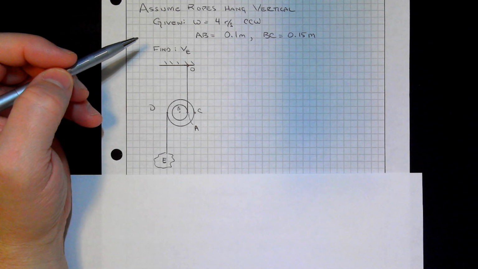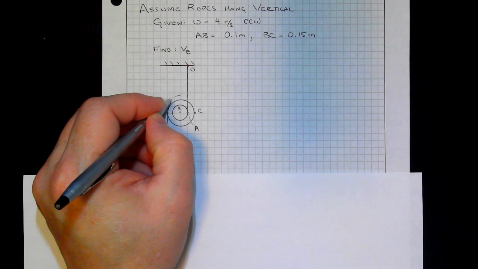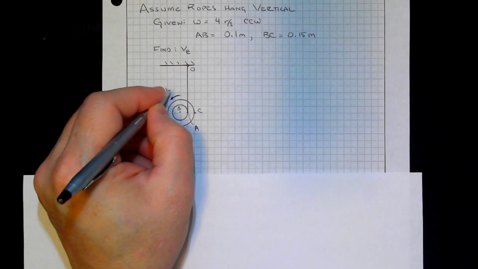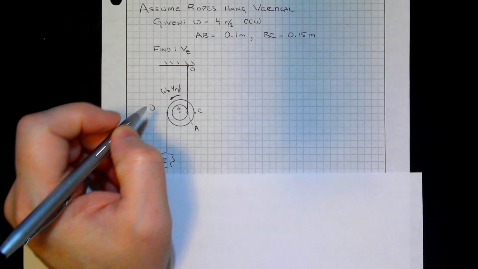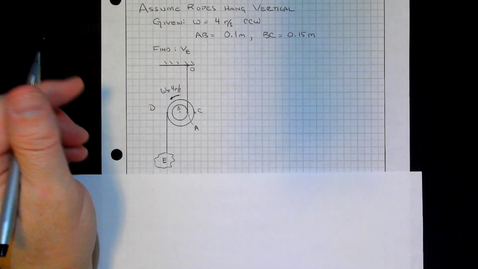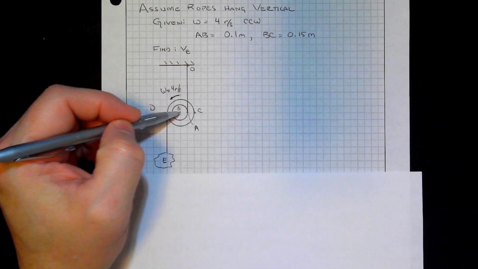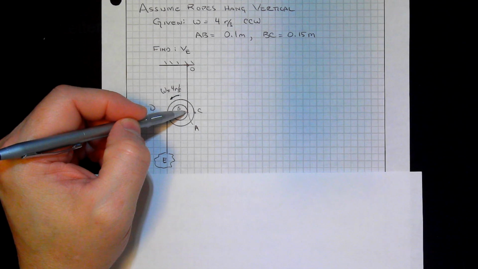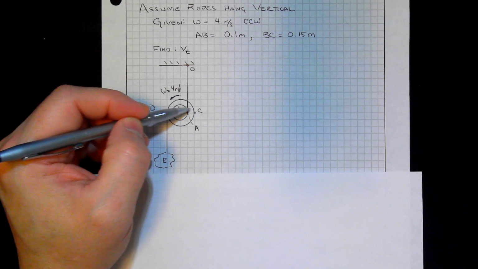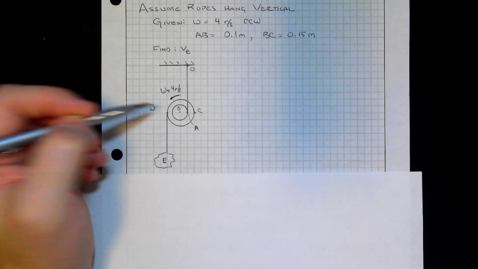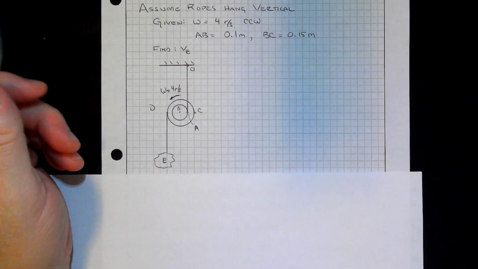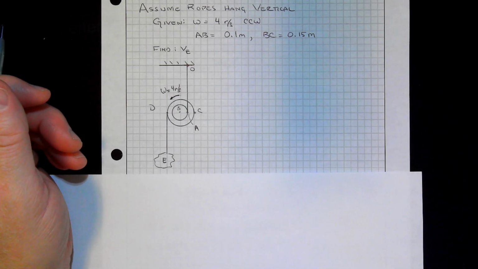So we have angular velocity going counterclockwise. This is going to be unwrapping like so. That should be obvious. This distance A to B is 0.1 meters, and from B to C is 0.15 meters. So hence B to D would also be 0.15 meters. And so the question is how fast is E going down?